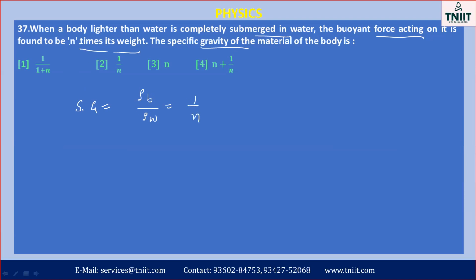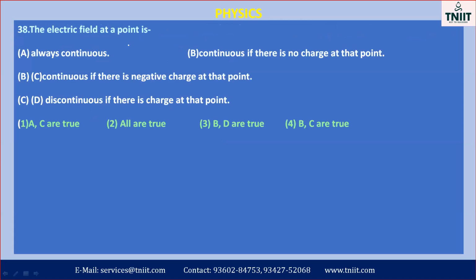They are asking n times its weight. So the buoyancy force is n times its weight. So it will be 1 by n. So option 2 is the right answer. So the specific gravity of the material is the reciprocal of that times of the weight. Concept question, students? Yeah, I think you can tell the answer.